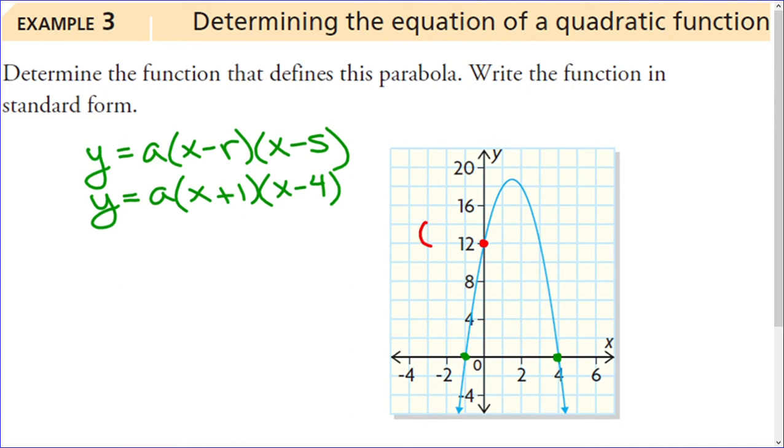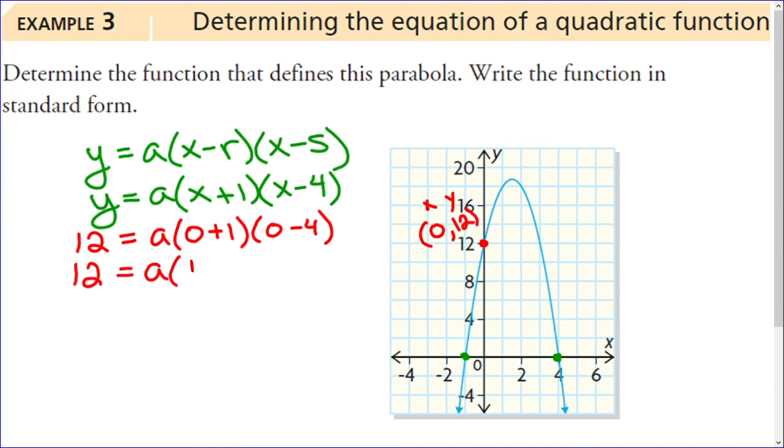So I can have a coordinate point here of 0, 12. And then I can see that I have x and y that I can plug into my equation. That will help me solve for a. So when x is 0 and y is 12, we're going to plug this in and see what this looks like. So 0 plus 1 and 0 minus 4. So 12 is equal to a times 0 plus 1, which is 1, and 0 minus 4, which is minus 4. So it looks like a is equal to negative 3.